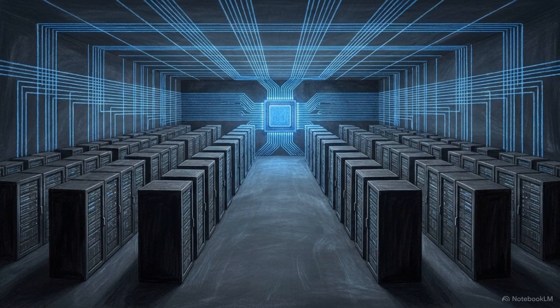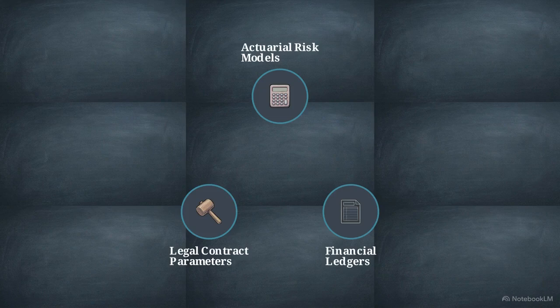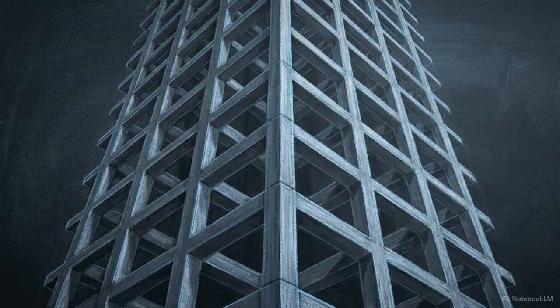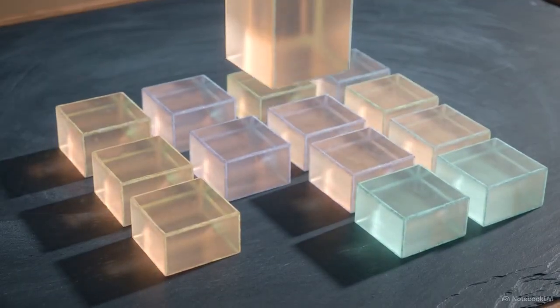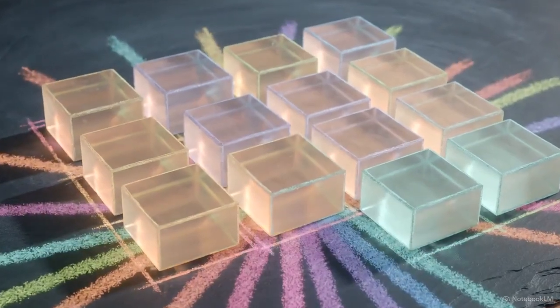Operationally, this requires a unified data structure. Actuarial risk models, legal contract parameters, and financial ledgers must exchange information seamlessly. A single error in a contract issue date or identifier flows directly into the final calculations, potentially misstating revenue or masking an onerous loss. IFRS 17 operates as a strict structural framework. It forces the insurer to continuously prove its true economic reality to the world, one probability-weighted block at a time.